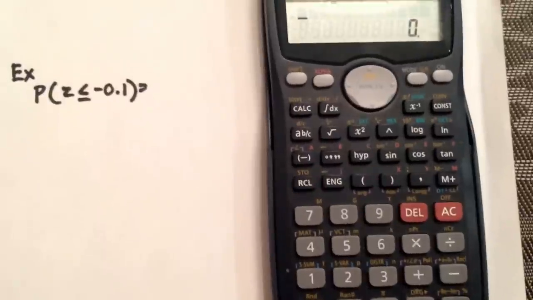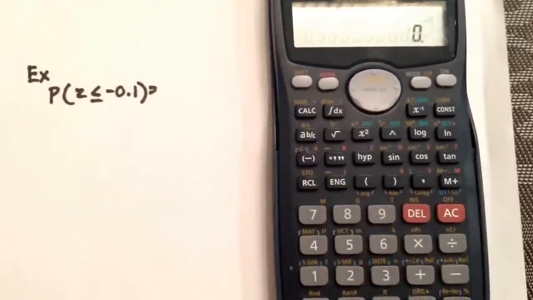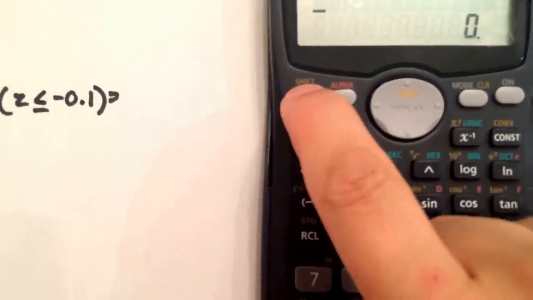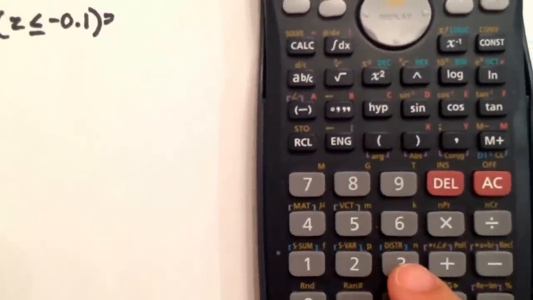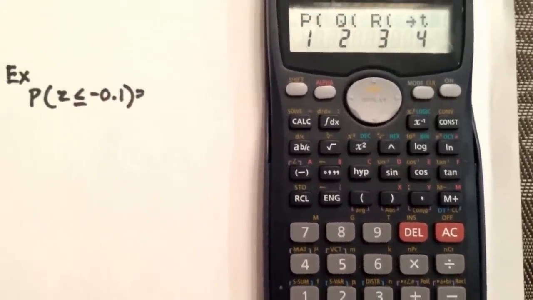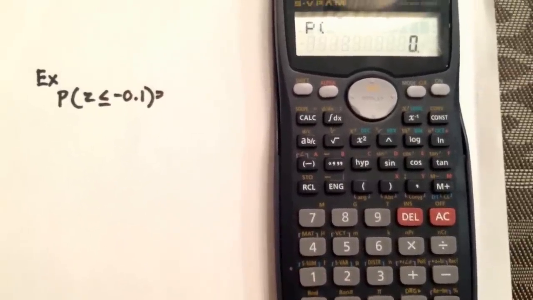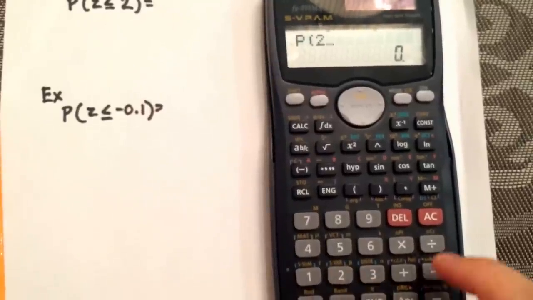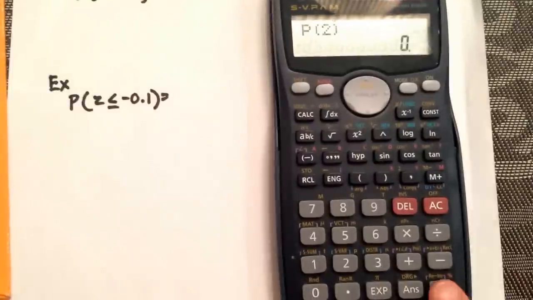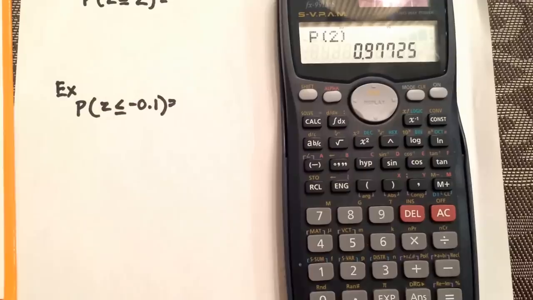Then, to find the probability where Z is less than 2, you're gonna go shift, which is right here, and you'll see distribution, which is on top of the 3, and you'll see this appear on the actual screen. You're gonna select 1 for probability. And then select 2, you close the bracket, and hit enter, and it should give you that the probability of 2 is 0.97725.